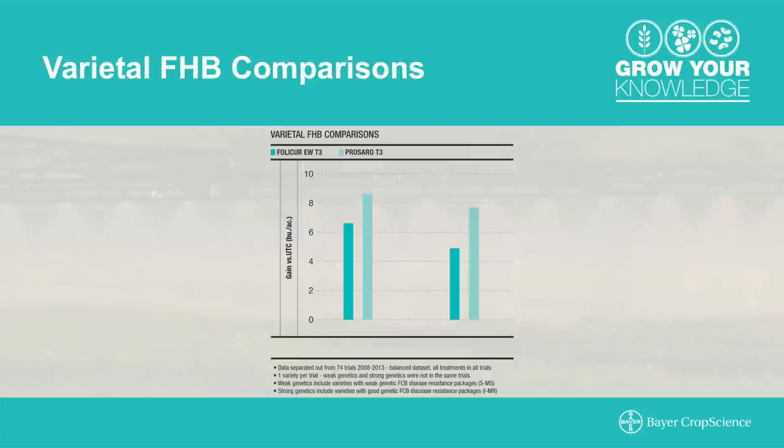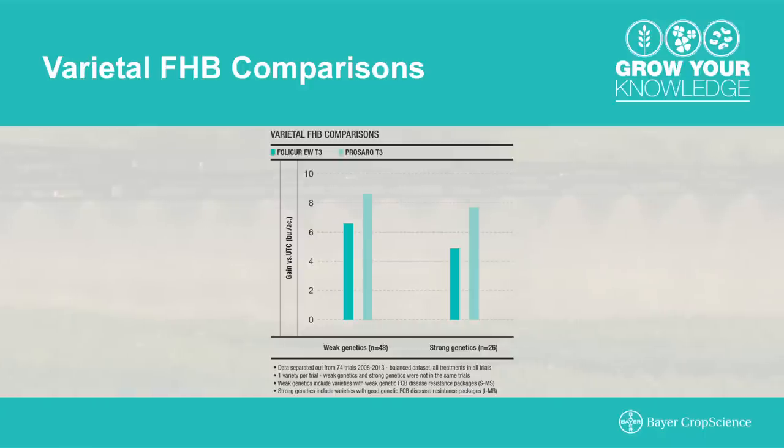Over the last 7 years, Bayer Crop Science has been running a field-scale strip trial program to assess the performance of fungicides on grain yield and quality. One of the things that we looked at in our strip trial program was the effect of fungicide over top of weak and strong genetics to Fusarium head blight. Weak genetics are varieties that would have either a susceptible or a moderately susceptible rating to Fusarium head blight, versus strong genetics would be either an intermediate or an MR or an R rating to Fusarium head blight.